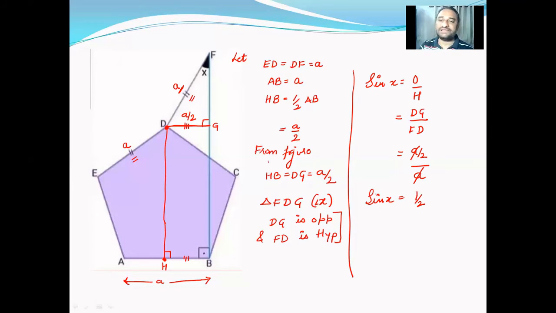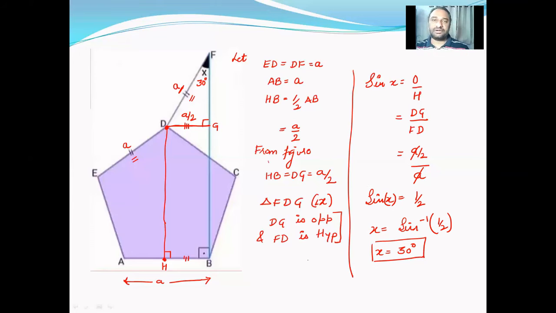Now you need to find out when sine is equal to 1 by 2. So sine of 30 is actually 1 by 2. Okay, sine of 30 is equal to 1 by 2. So I can say that X is equal to sine inverse of 1 by 2. So X is equal to 30 degree. So what I can say from this solution is that this angle must be equal to 30 degree.